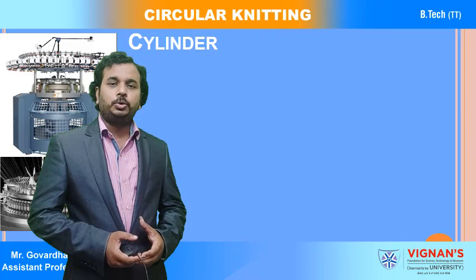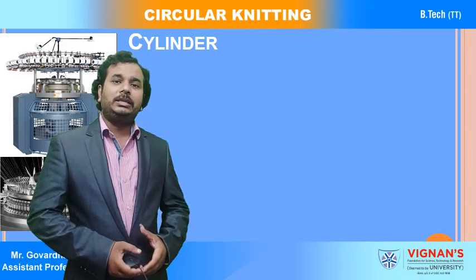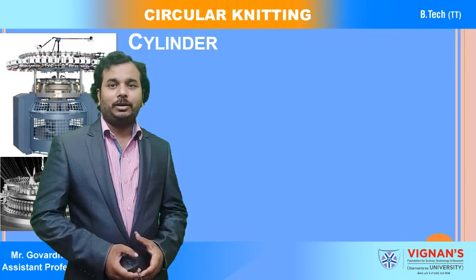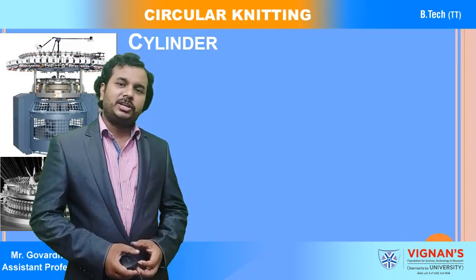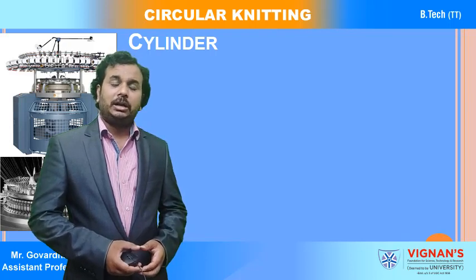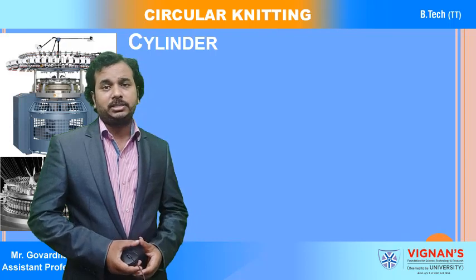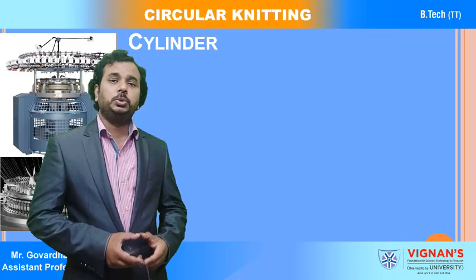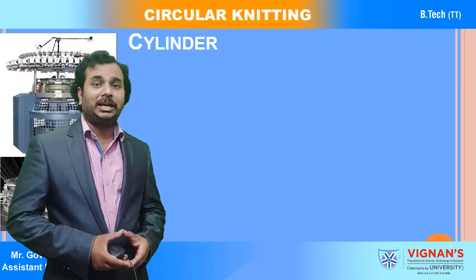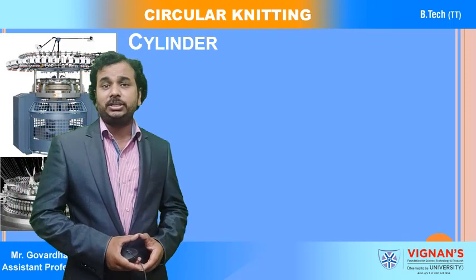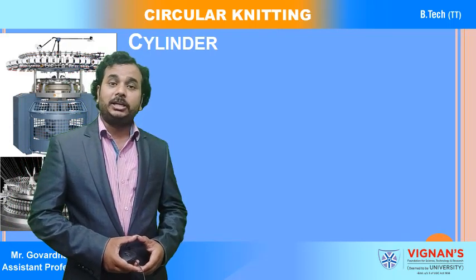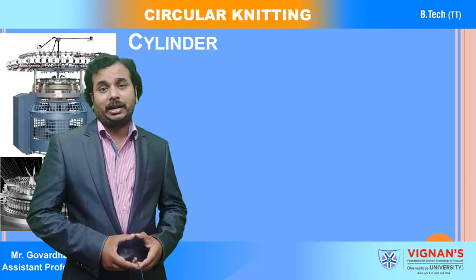Okay, so the first component in the double bed machine is the double bed, nothing but two needle beds available in the knitting machine. One of the needle beds in the double bed weft knitting machine is called the cylinder. In the classification we have seen circular knitting machines are classified into single cylinder, double cylinder, and the third category, that is the cylinder and dial category.